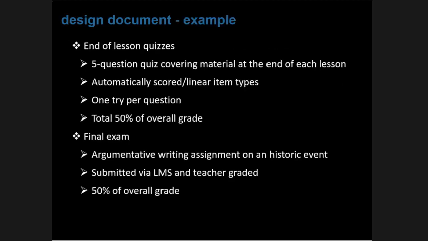And here's an example, right? Let's say you're designing an online course, and the course is going to be based on a set of quizzes that are going to appear at the end of each lesson and a final exam. Well, here are the specifications for the quizzes. There are going to be 5-question quizzes covering material at the end of each lesson. They're going to be automatically scored with linear items. There's going to be one try per question, and all the quizzes taken together are going to provide 50% of the overall grade. Also, there's a final exam, which is going to be a writing assignment, in this case, an argumentative writing assignment on a historic event. It's going to be submitted via a learning management system and teacher graded, and this is going to cover the other 50% of the grade. Okay, so these are all the non-content specifications for all the assessments that are going to be in your course.